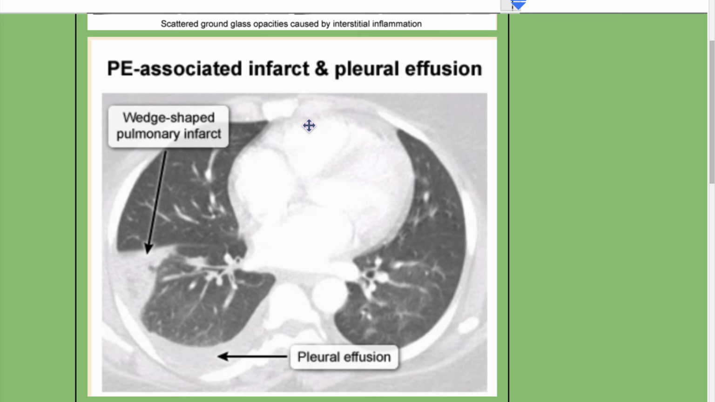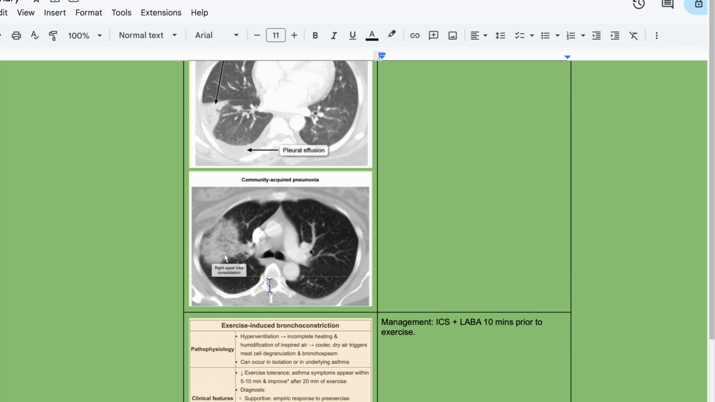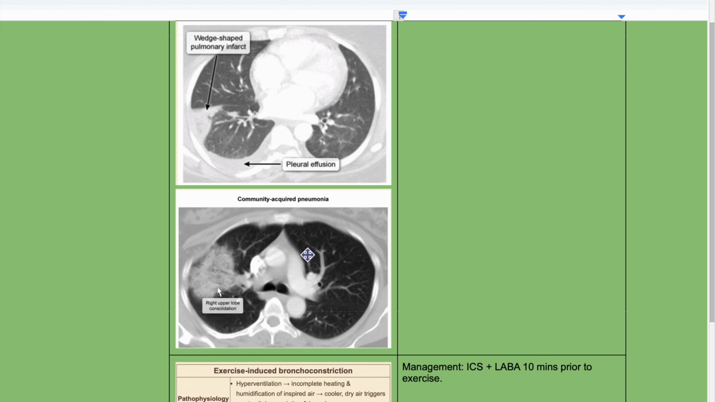And here you have PE-associated infarct and pleural effusion. You see a wedge-shaped area right there, and this is pleural effusion right here. Okay, that's what that looks like. And then you have community acquired pneumonia right here, like a little cotton blur. Right upper lobe consolidation. This is community acquired pneumonia.